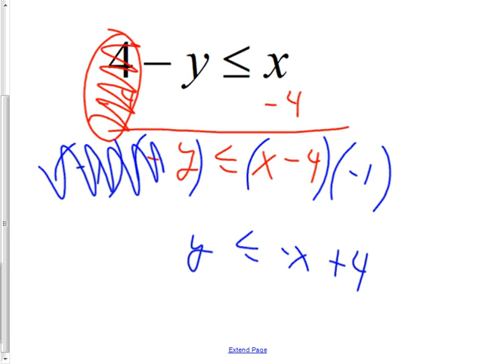Now, there's a little something wrong here. Who knows what it is? Yes, sir? Yes, the sign has to flip. Why? Because I multiplied or divided by a negative, the sign has to switch.